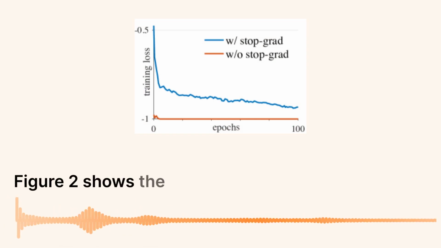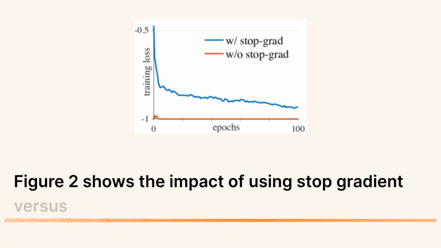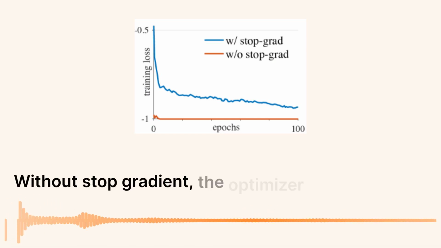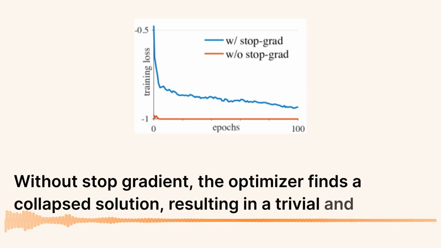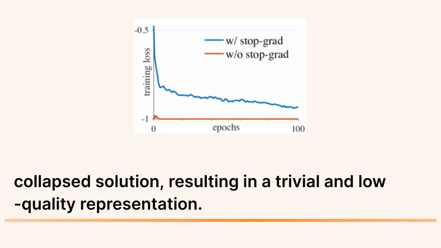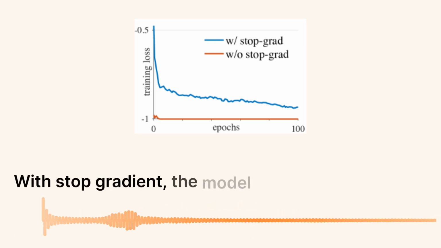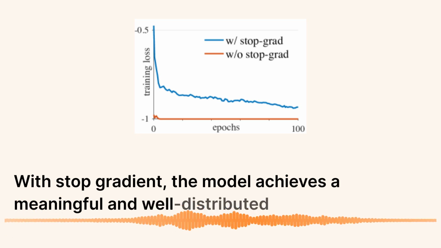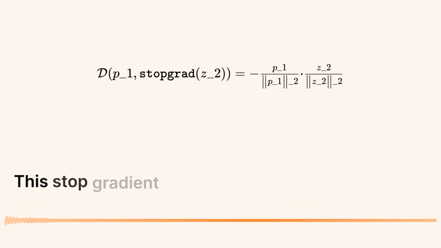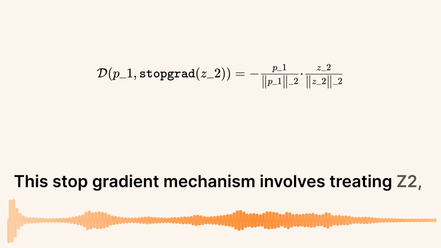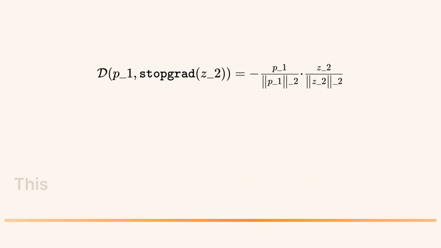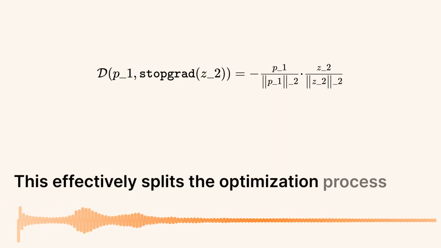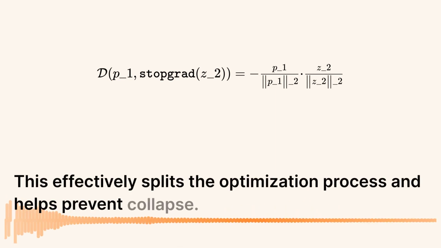Figure 2 shows the impact of using stop gradient versus not using it. Without stop gradient, the optimizer finds a collapsed solution, resulting in a trivial and low-quality representation. With stop gradient, the model achieves a meaningful and well-distributed output. This stop gradient mechanism involves treating Z2 as a constant while optimizing P1. This effectively splits the optimization process and helps prevent collapse.